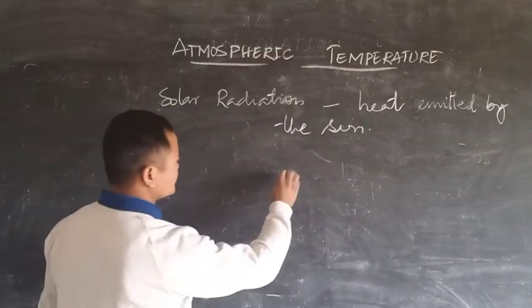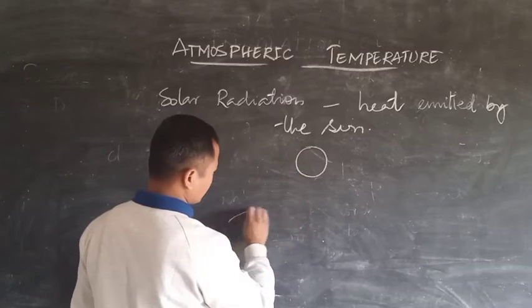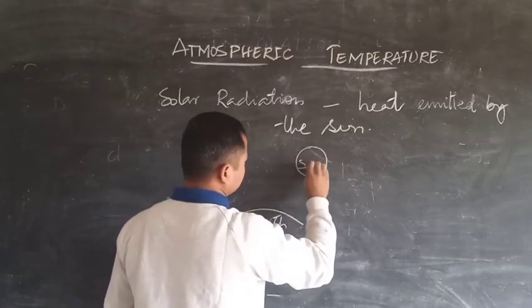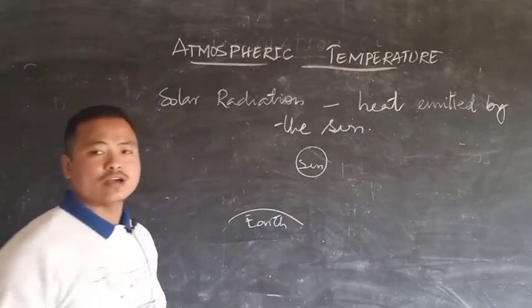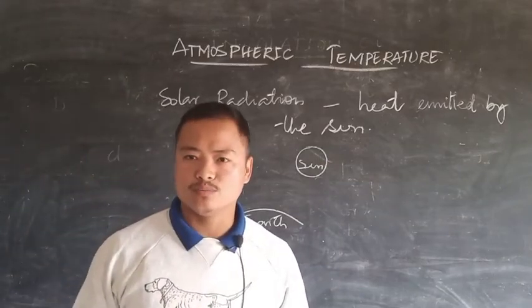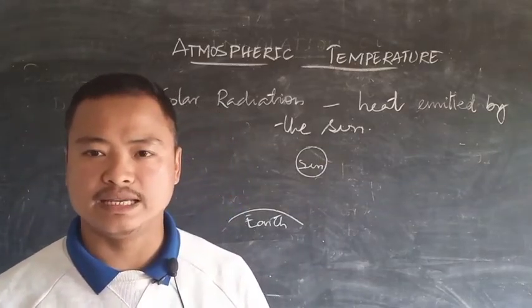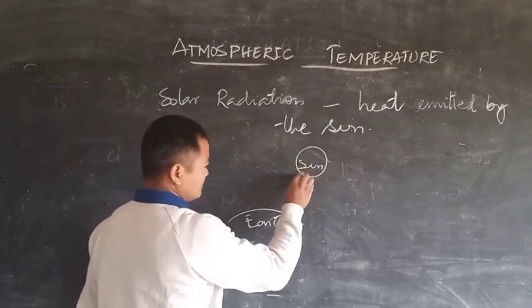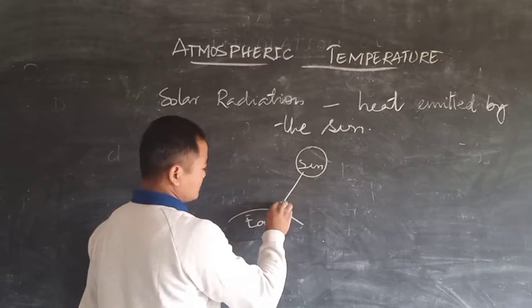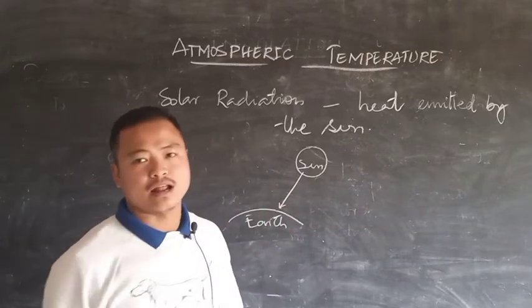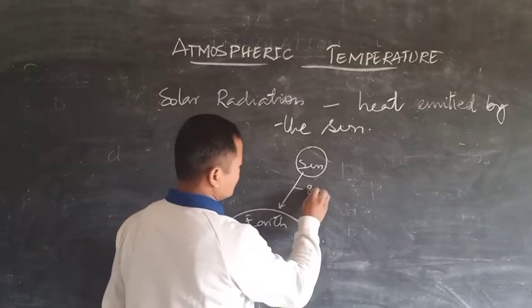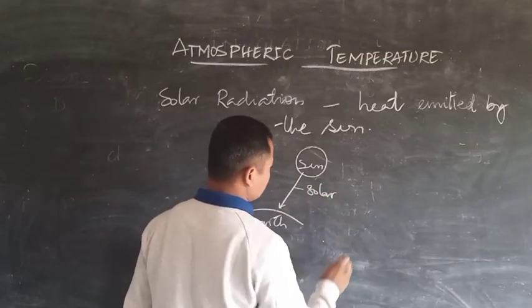If you see in this diagram, this is the sun and this is the earth. The sun is a hot and glowing object which has its own heat and light. This heat and light energy is given out, that means radiated out of the sun. And this radiated energy is known as solar radiation as it's coming from the sun.